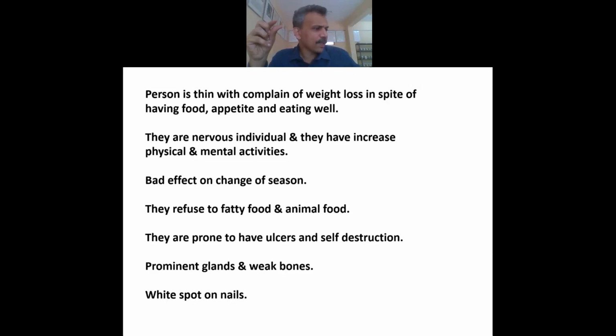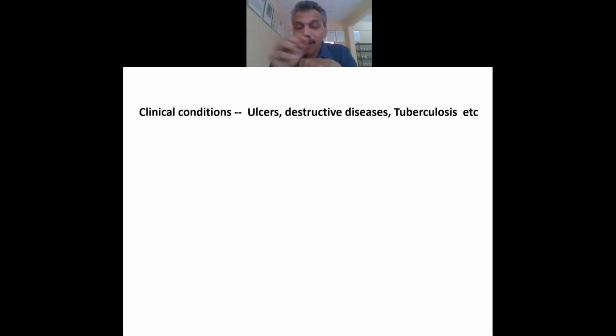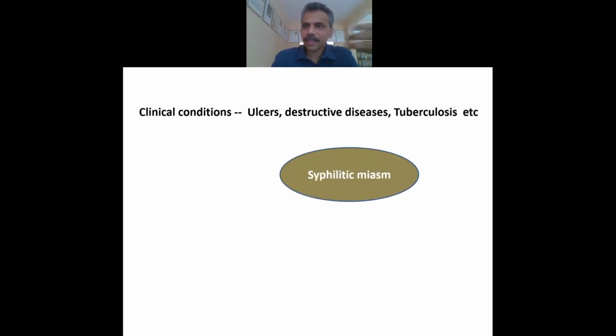I have this book right now here, Constitution and Temperaments by Dr. R.K. Mukherjee. Few points are taken from that book also. He says white spots on nails are all part and parcel of oxygenoid constitution. What are the simple clinical conditions that come up in oxygenoid constitution? It's a destructive miasm. It's a destructive pathology that you're going to see here. So naturally, deeper diseases, ulcers, tuberculosis, destructive diseases, destruction of bones, osteomyelitis, etc., can come under this.